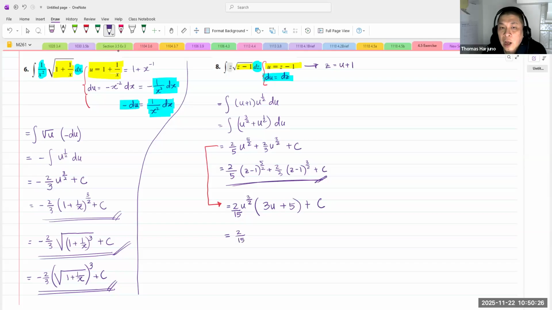u to the power of 3/2 will be z minus 1 to the power of 3/2. The magic happens inside the parentheses, 3 times z minus 1 plus 5. Notice I can distribute and then combine like terms there. Okay, I skip one step. You think about how to get the final answer here, 3z plus 2.